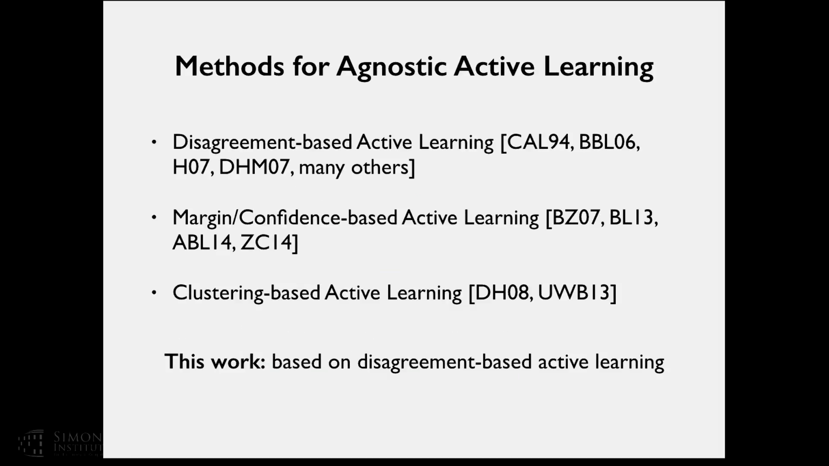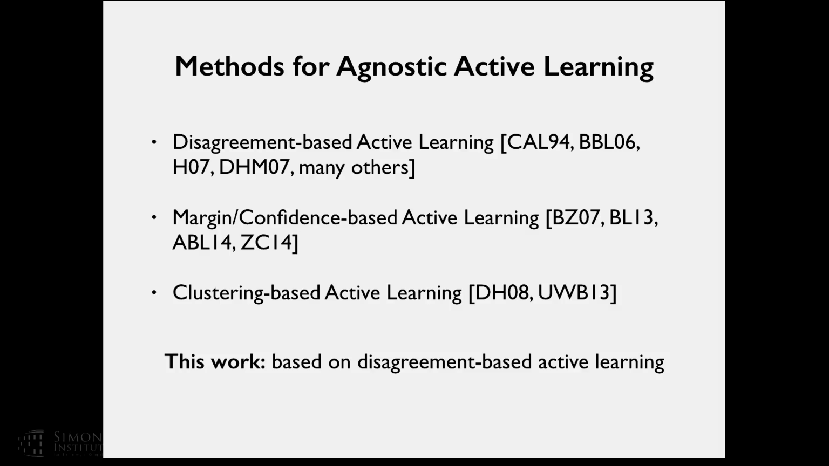So what kind of algorithms can be used in this case? Well, for the basic problem, when you are getting label feedback from your annotators, there's a fair bit of work. And essentially, there are three classes of algorithms that apply to the agnostic problem. So one is called disagreement-based active learning, and a lot of people in this room have worked on this problem: Beygelzimer, Langford, Hanneke, Dasgupta, Monteleoni, and many others.